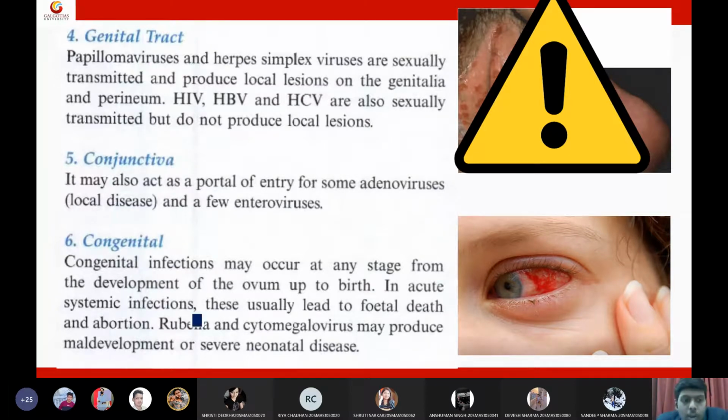Best examples are rubella and cytomegaloviruses. So, a pregnant woman with rubella and cytomegalovirus, there is a possibility of abortion because of this virus infection. Okay, so they are called congenital viral infections.